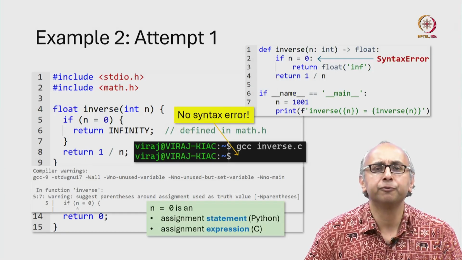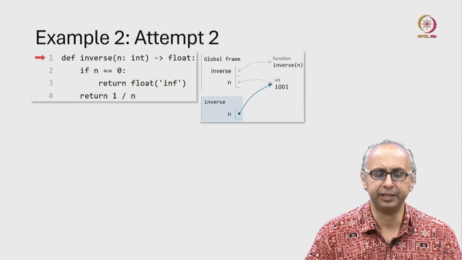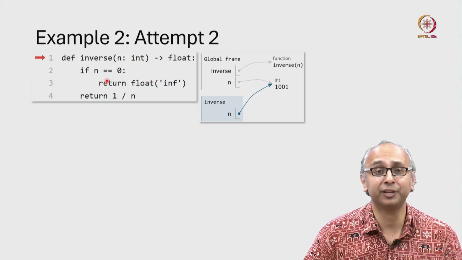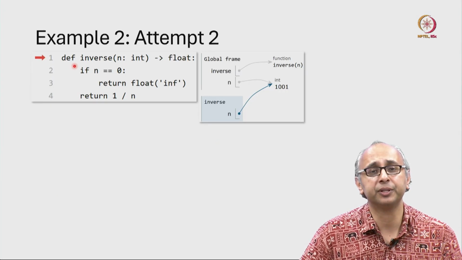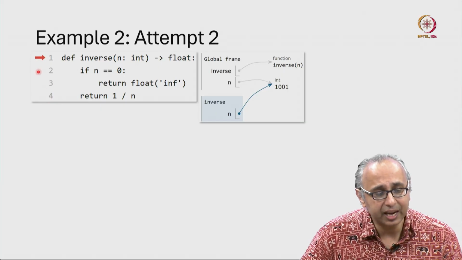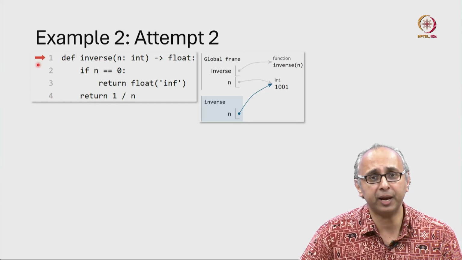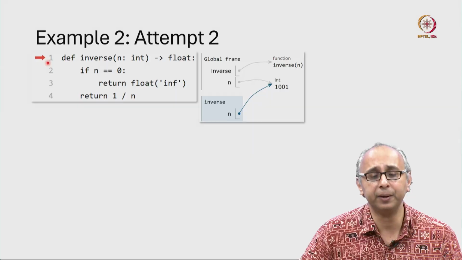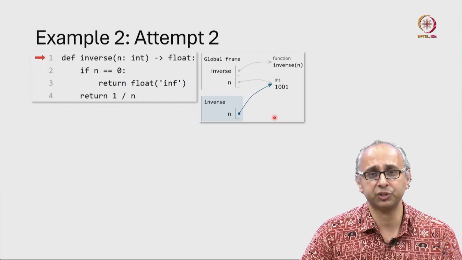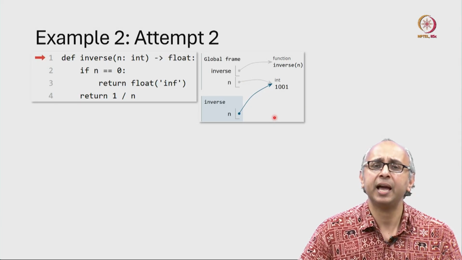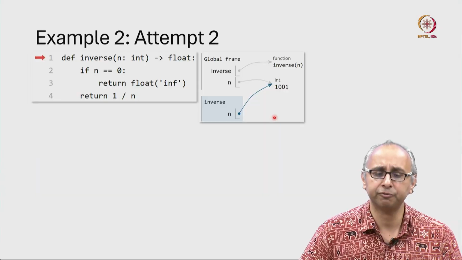So let us make a fresh attempt at translating this code. This time, let us use the correct operator in Python. Now, when we execute this Python code, at the time we actually call this function, when the red arrow reaches line 1, this is the visualization that Python Tutor shows us.